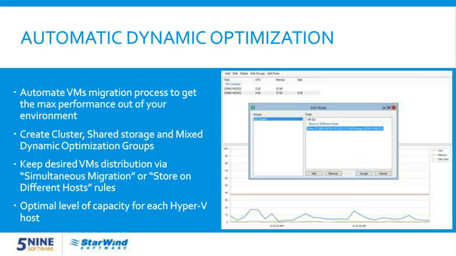Sometimes you may have virtual machines that have to sit together on one host, and then you use the simultaneous migration rule. So by using automatic dynamic optimization, you get an optimal level of capacity for each of your Hyper-V hosts. That really allows you to boost performance, and this allows you to use resources very, very efficiently.